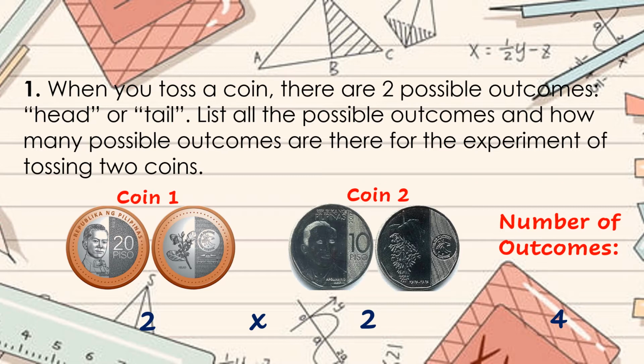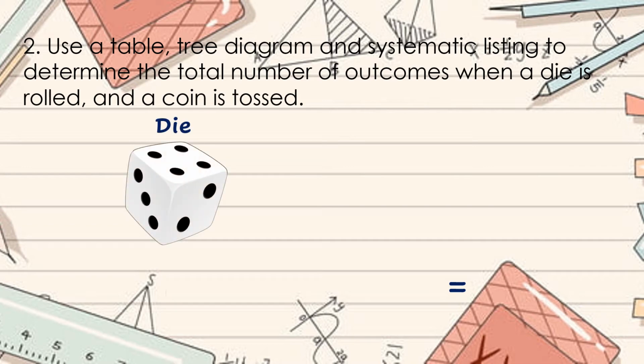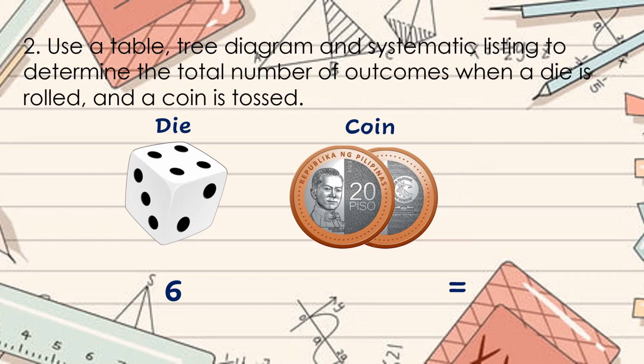Let's check with our second problem. Our second problem is we tossed a coin and rolled a die. So, ang die natin ay mayroong 6 possible outcomes. At ang coin natin ay mayroong 2 possible outcomes. And we got a total of 12 outcomes. So, to get 12, just multiply 6 and 2.